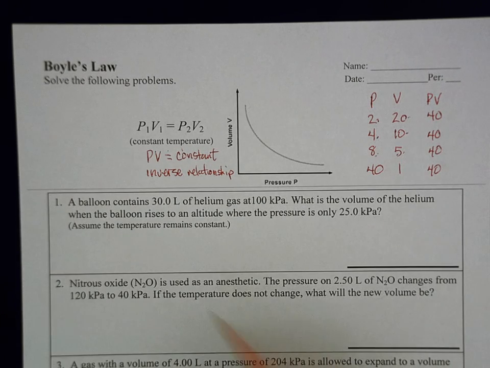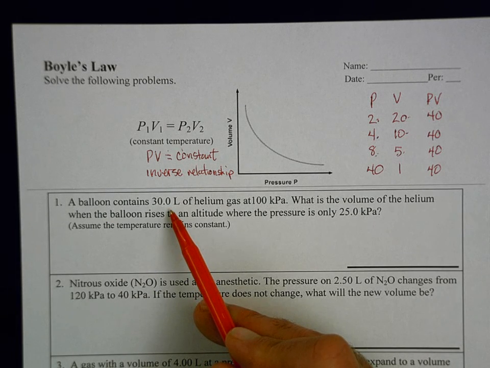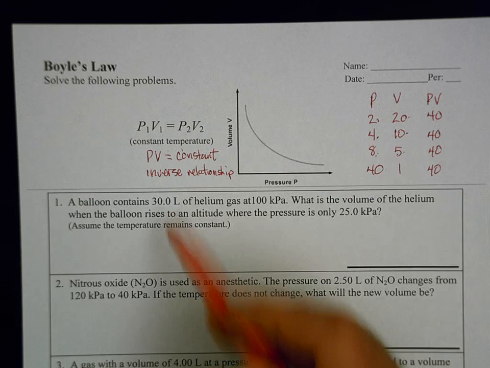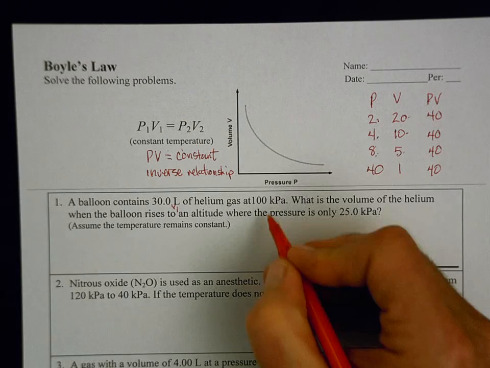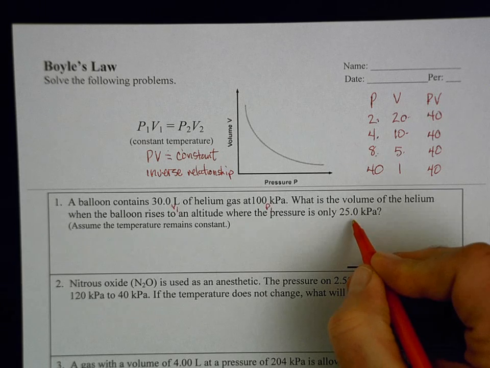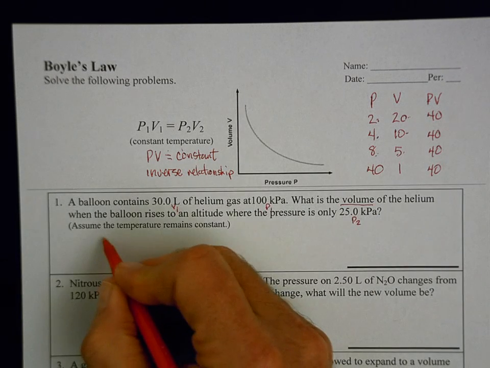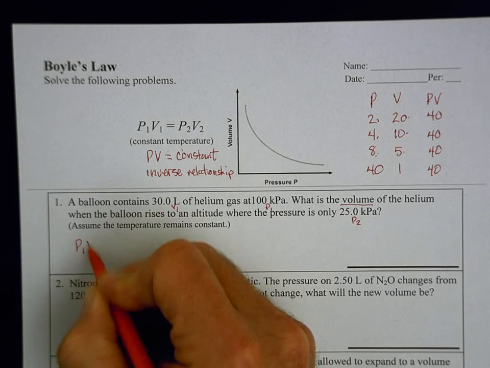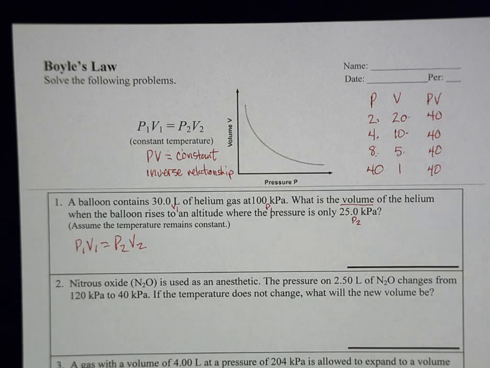So, first off, a balloon contains 30 liters. Is that a P or a V? It's a V. It's a volume. Liters means volume. So there was my initial volume at that pressure. And then my pressure got changed to 25 kPa over there. I want to find out the new volume. So I set up P1V1 equals P2V2.